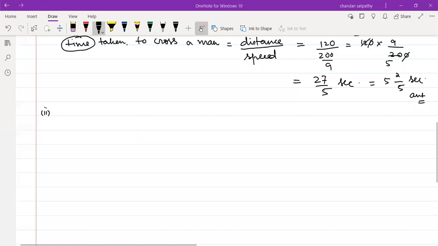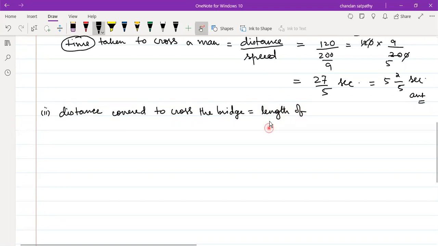Okay, so let us continue now. So in bit 2 it is given time taken by it to cross a bridge. So we'll find out the distance. We'll write distance covered to cross the bridge will be equal to how much? What is the formula? Formula is length of train plus length of bridge. Remember this, whenever you need to cross the bridge or platform or tunnel, both length will be added, length of train plus length of bridge.